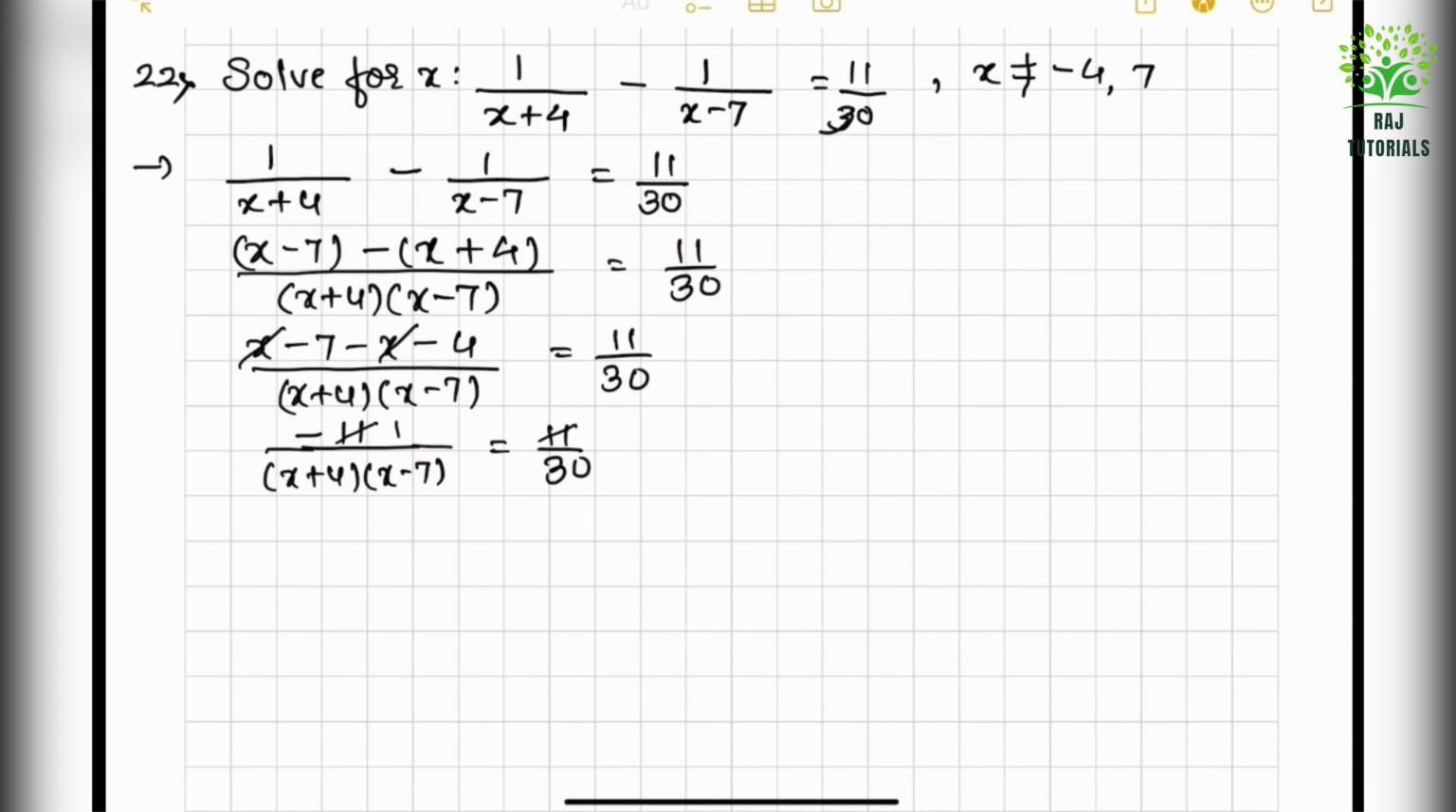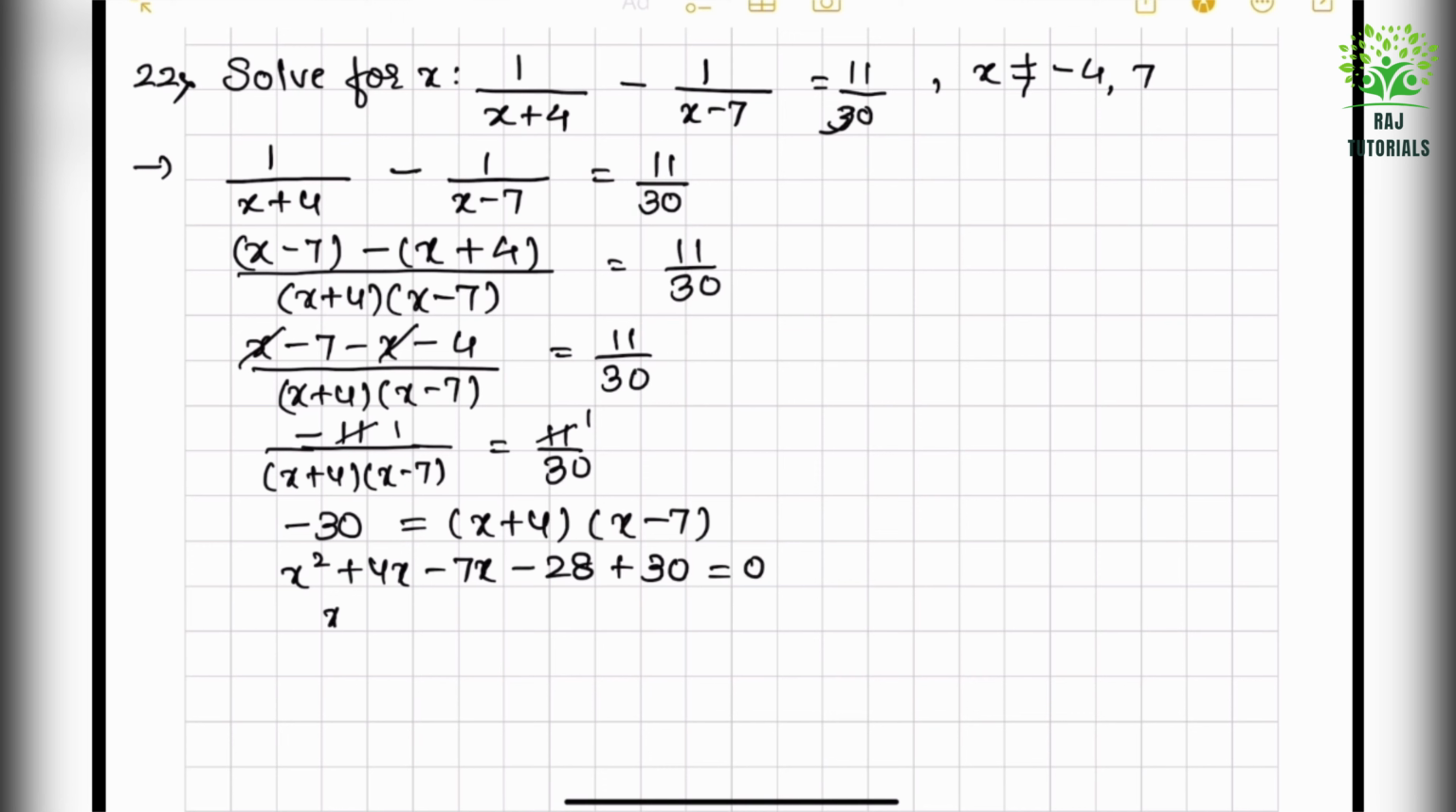See, both sides 11 is also common. So can I cut this 11? So now cross multiplication, minus 30 will be equal to x plus 4 into x minus 7. So it will give me x square plus 4x minus 7x minus 28 plus 30 equal to 0. So x square minus 3x plus 2 equal to 0.